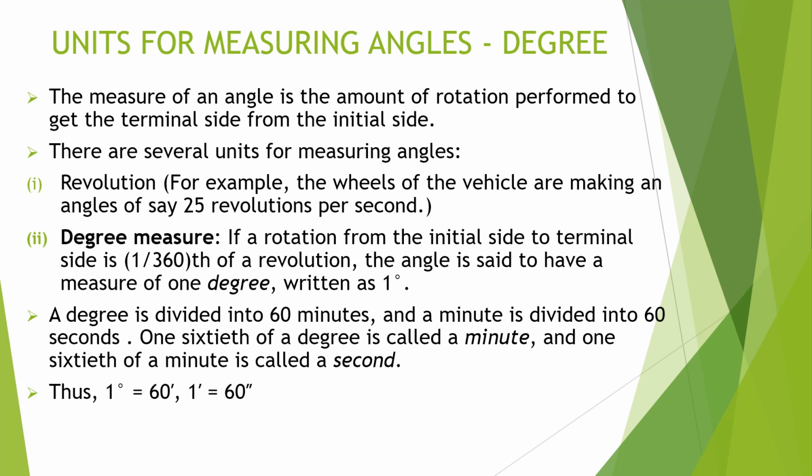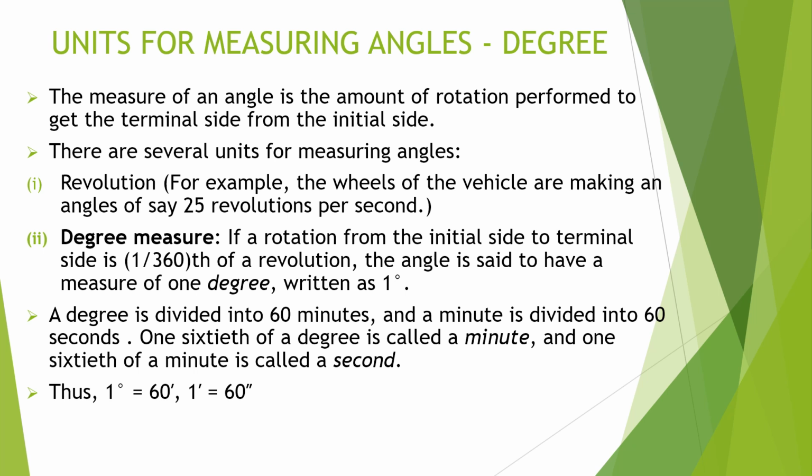The units for measuring angles. There are many units for measuring angles. The measure of an angle is the amount of rotation performed to get the terminal side from the initial side. Now, the first measure is revolution. For example, the wheels of the vehicle are making an angle of say 25 revolutions per second. The second way we can measure an angle is by degrees, the degree measure.